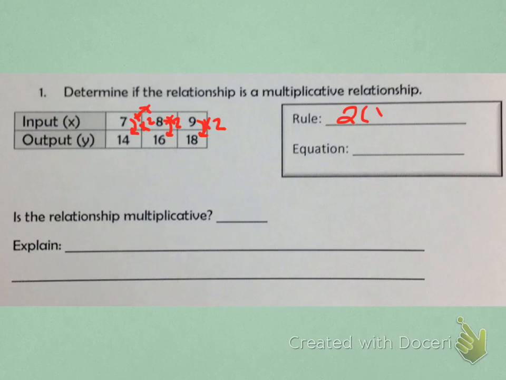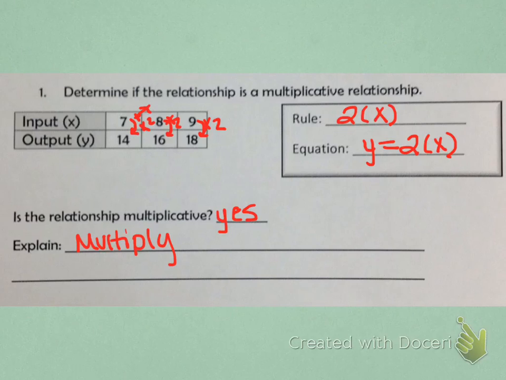So 2 times x. And remember, we put the x in parentheses. Our equation is putting our output into our rule. Our output is y, so y equals 2 times x. And there's our equation. Is this multiplicative? Well, yes, because we have to multiply 2 times the input to get the output.